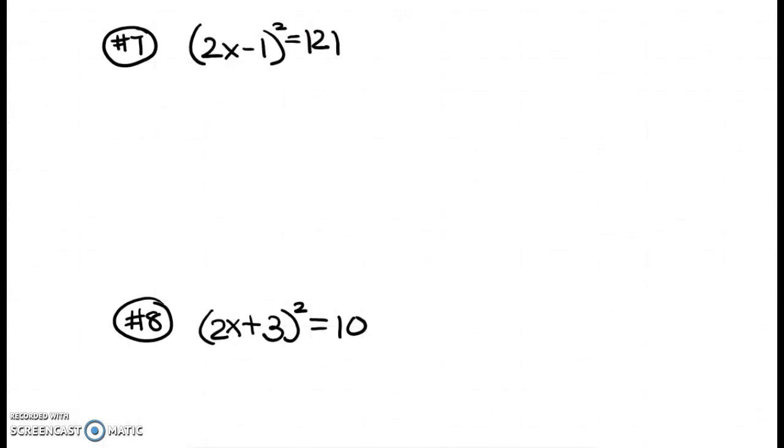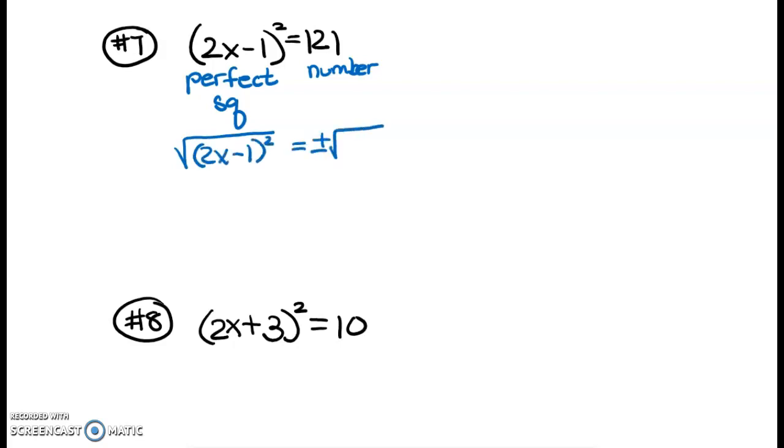So here, again, we have a nice perfect square. There's nothing on the side with these parentheses. And this is a number. So I have a perfect square that equals a number. So I'm going to take the square root of both sides. And don't forget the plus or minus. I know 121 breaks down into 11 times 11.